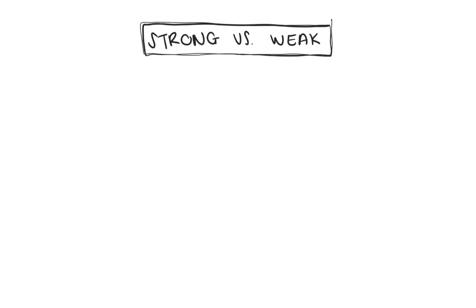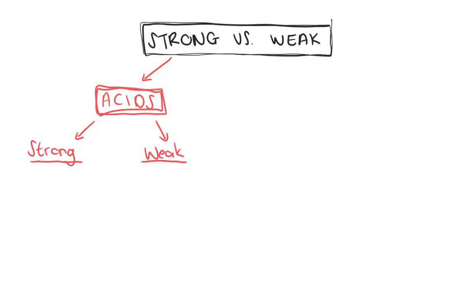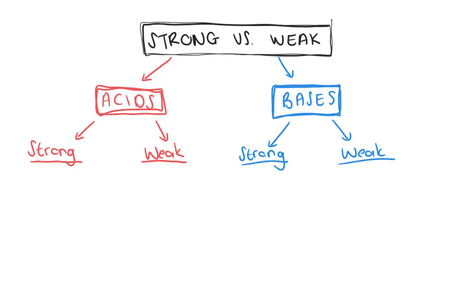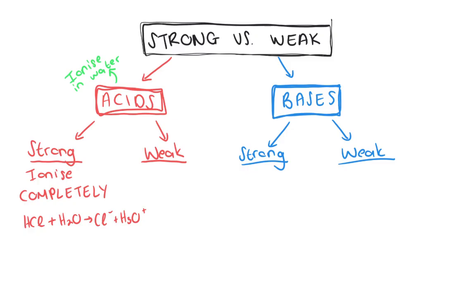Okay, so you have 2 types of acids and 2 types of bases. You have strong and weak acids, and you have strong and weak bases. So the strength of an acid or base refers to the ability of the substance to ionize or dissociate in water. So your acids will always ionize in water, and a strong acid will ionize completely in water. So in other words, all the HCl molecules will ionize into hydronium ions. There won't be any HCl molecules left.